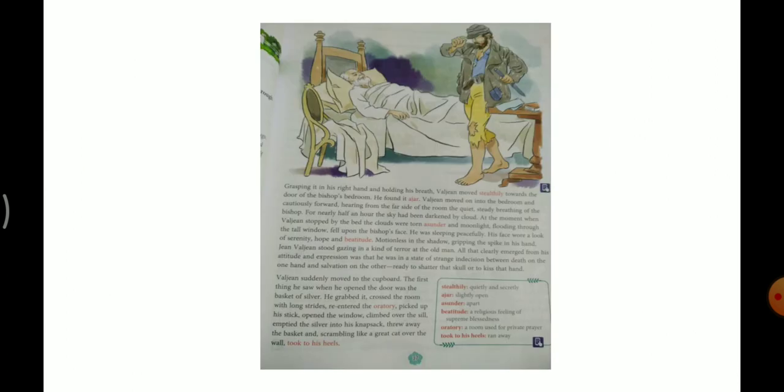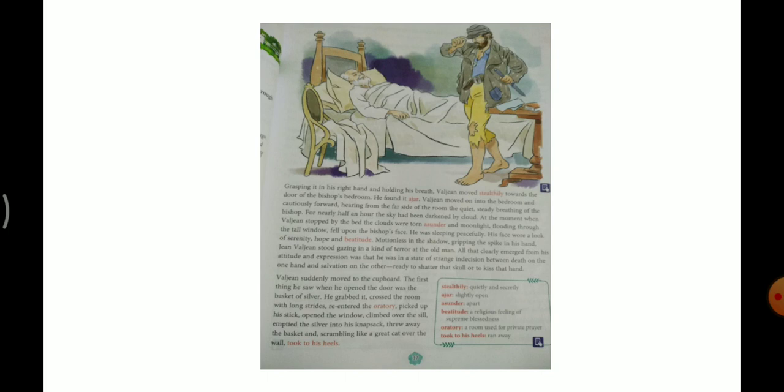Next, grasping it in his right hand and holding his breath, Virgil moved stealthily towards the door of the bishop's bedroom. He found it ajar. Virgil moved on into the bedroom and cautiously forward, hearing from the far side of the room the quiet, steady breathing of the bishop. For nearly half an hour the sky had been darkened by cloud. At the moment when Virgil stopped by the bed, the clouds were torn asunder, and moonlight flooding through the tall window fell upon the bishop's face. He was sleeping peacefully. His face wore a look of serenity, hope, and beatitude.